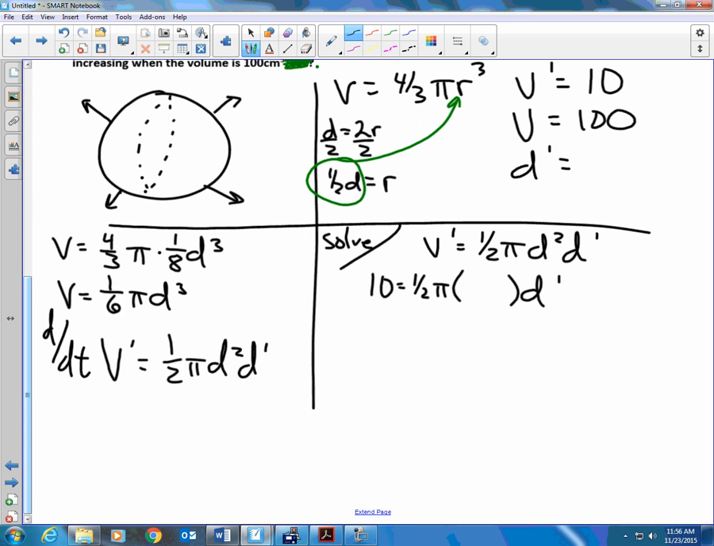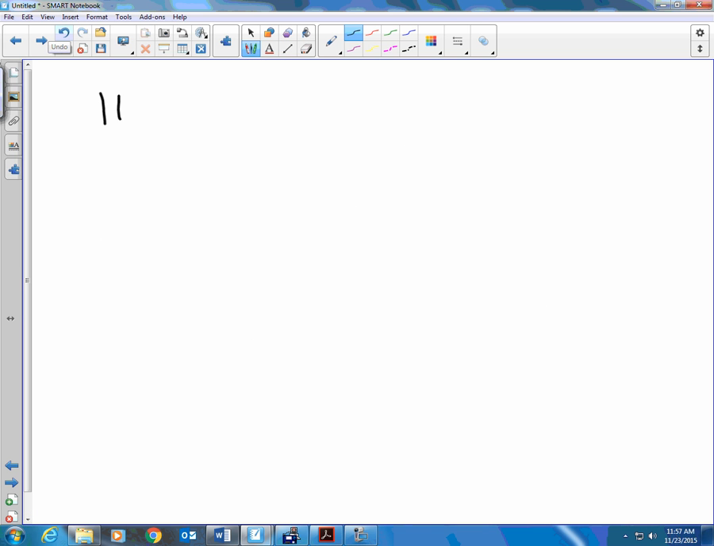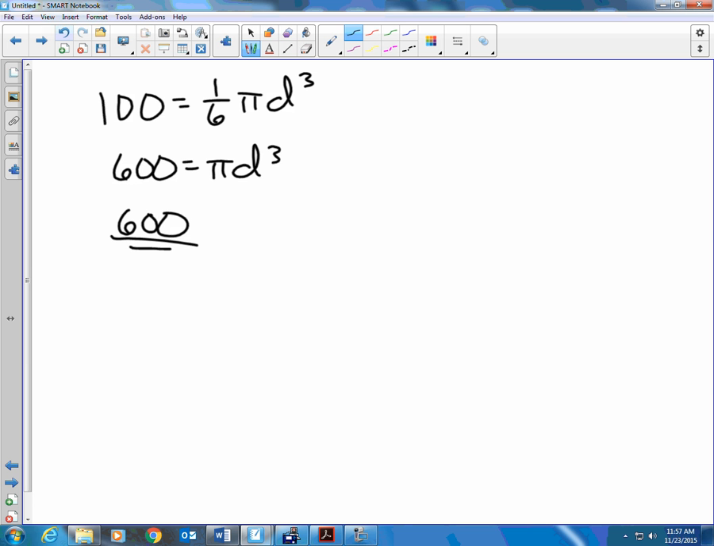So what Annika is saying is that we know that volume is equal to 1/6 pi d to the third. So if the volume is currently at 100, we can plug it in here and solve for d, and that will give us our current d value. Correct? I'm going to need some scratch paper to do that. 100 is equal to 1/6 pi d to the third. I will multiply both sides by 6. 600 equals pi d to the third, or 600 over pi is equal to d cubed.